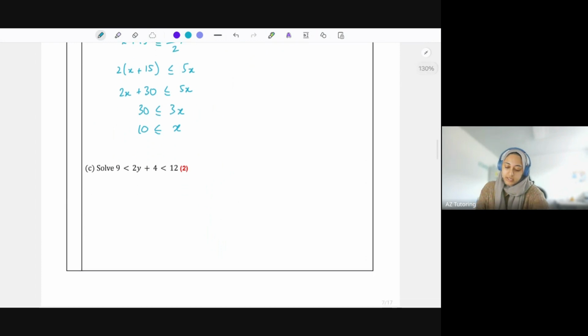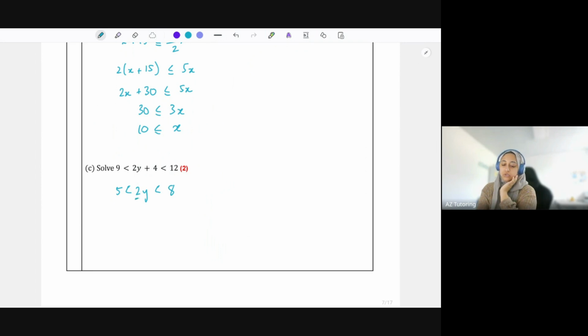Okay, part C, it says solve this, so we're finding y. Since it's in the middle, whatever I'm doing to the middle, I need to do to both sides. So I'm going to get rid of that 4 first. So I need to minus 4 from both sides. So I get 5 is less than 2y, which is less than, well, sorry, 2y is more than 5 because 9 minus 4 is 5. And then 12 minus 4 is 8.